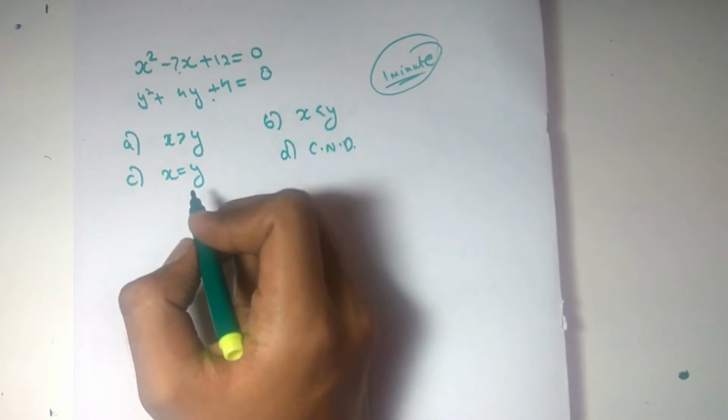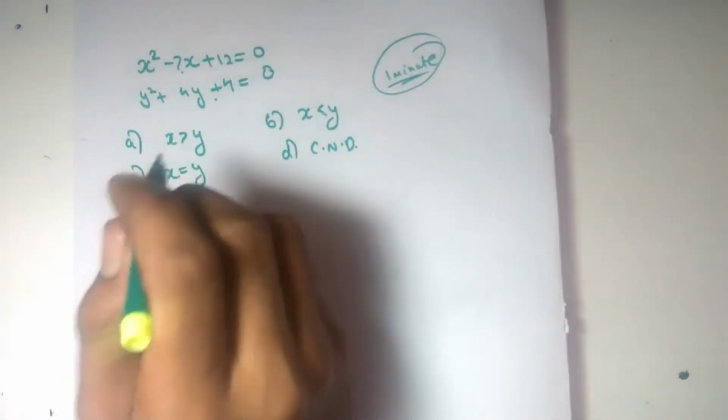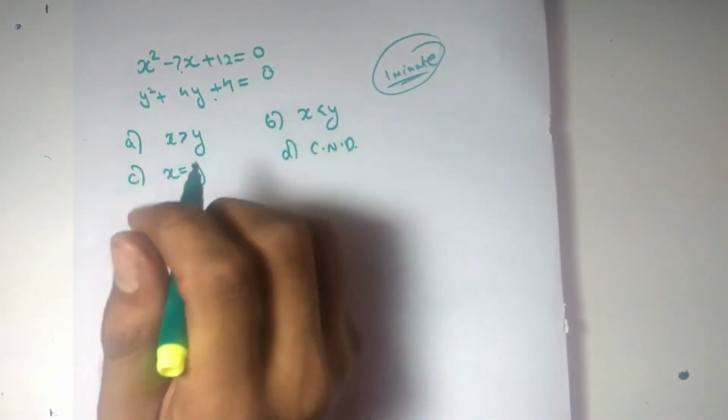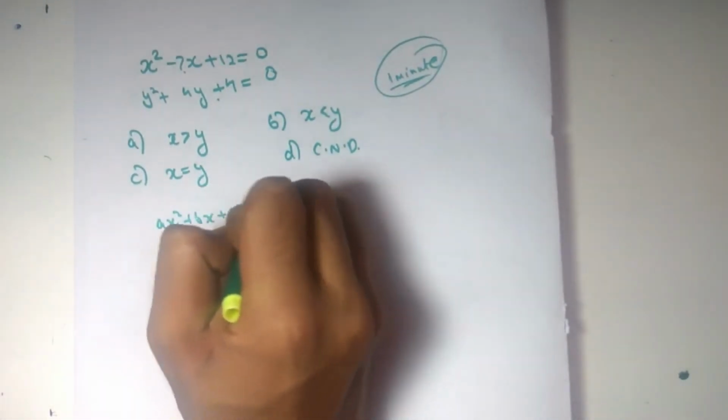So in this case, what we can do, as in the previous classes, we have learned some properties which tell about the sign of the roots when the values of a, b and c in ax square plus bx plus c are given.